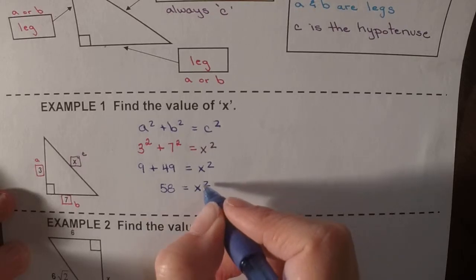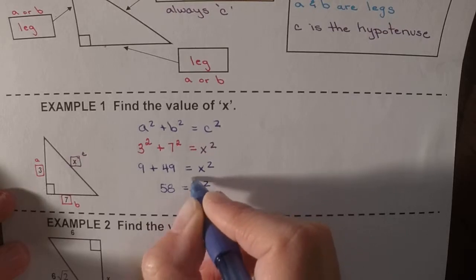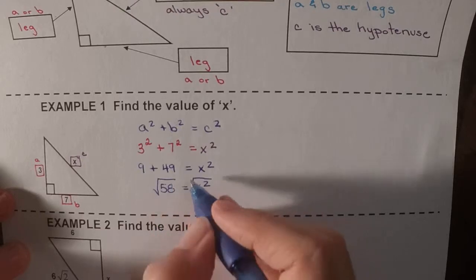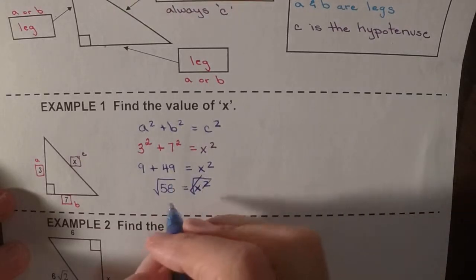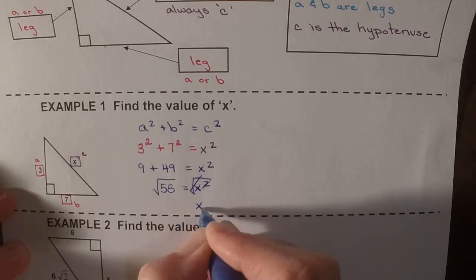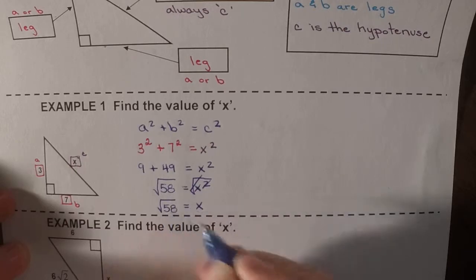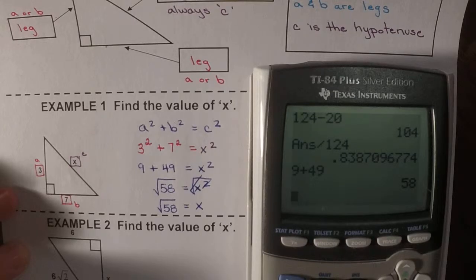So then the opposite of squaring something is to square root. So to get rid of this squared, I'm going to square root on the right, and I'm going to square root on the left, so that the square root cancels with the square. And now I'm left with x by itself equals the square root of 58. So I can put that in my calculator, and I can double check it.